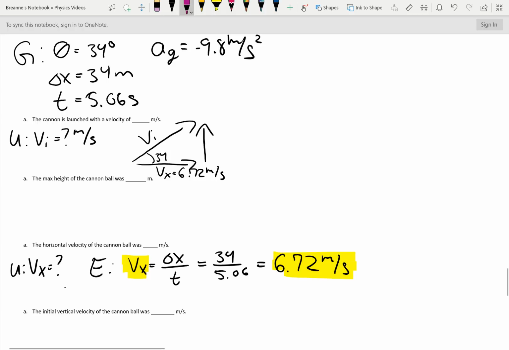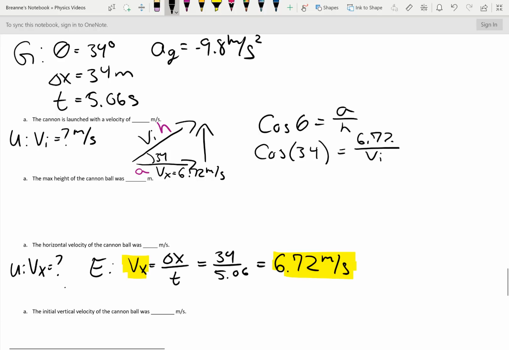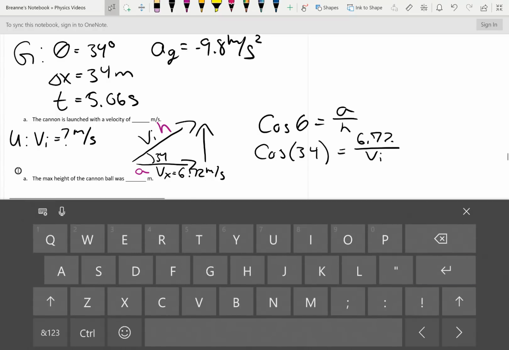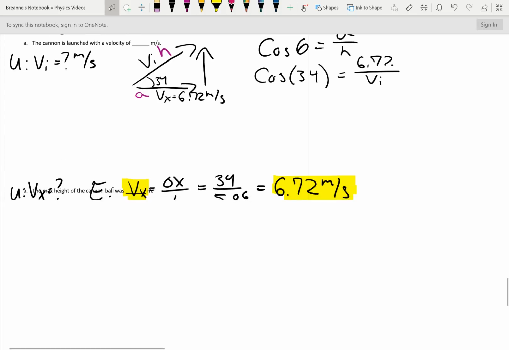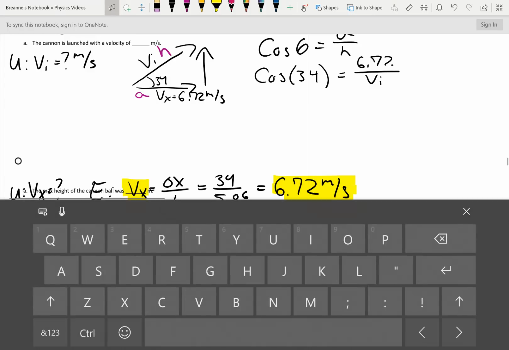So now we have hypotenuse and adjacent, so we can now use cosine. We can plug in what we're looking for. We have our angle, which is 34, adjacent is 6.72, and hypotenuse is what we're looking for. Do you ever want what you're looking for on the bottom? Hopefully you just said no, because that's the correct answer. Oops, that didn't work, I guess because I had to jump down. Let's go back up.